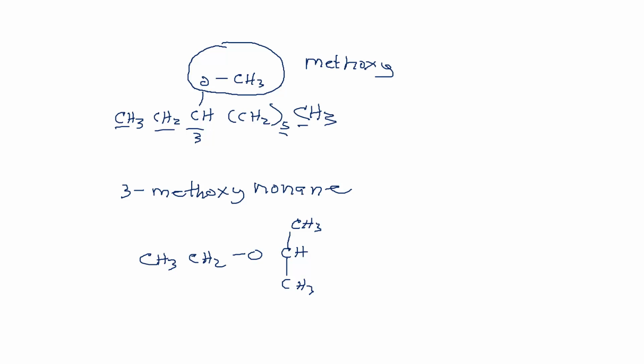So what's this group called that's attached to the oxygen? Well, because it attaches to the second carbon, this is called an isopropyl group. Isopropyl. So the common name would be ethyl isopropyl ether.